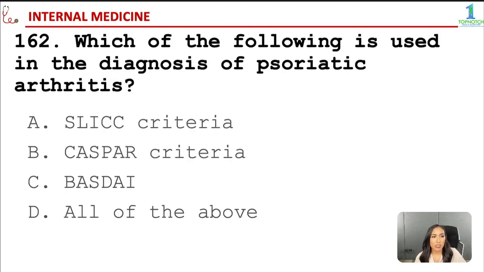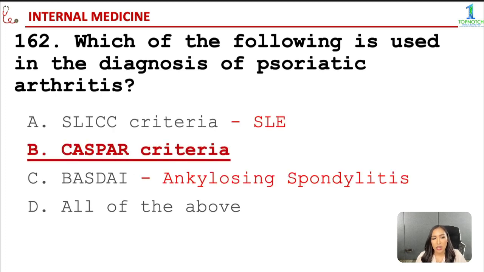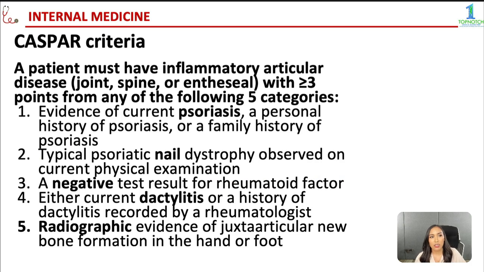Okay? 162. Which of the following is used in the diagnosis of psoriatic arthritis? It's the CASPAR criteria. Bakit? Yung SLICC criteria, SLE, BASDAI is ankylosing spondylitis. Let's look at the CASPAR criteria. So, let's just look at the ones in bold. Number 1, may psoriasis. Number 2, may nail dystrophy. Number 3, negative yung rheumatoid factor. Number 4, may dactylitis. And number 5, radiographic evidence.